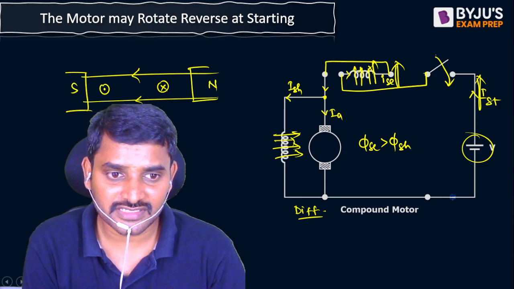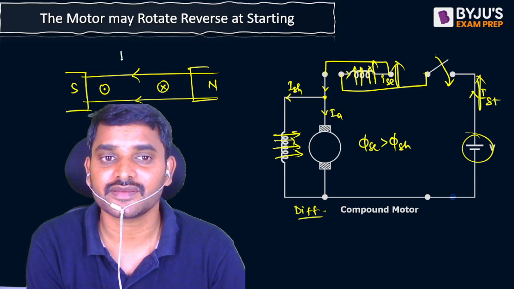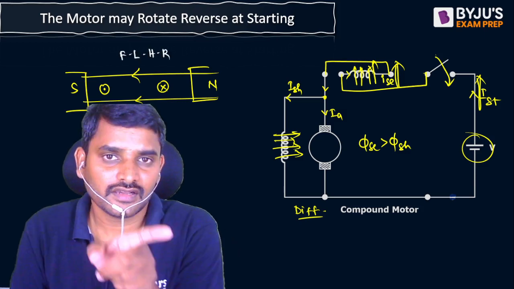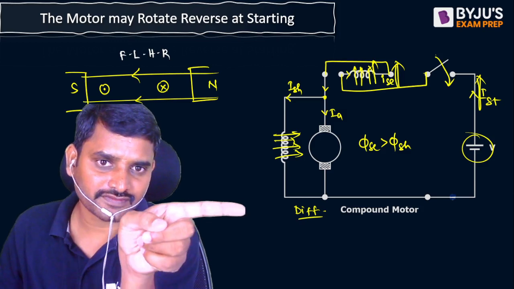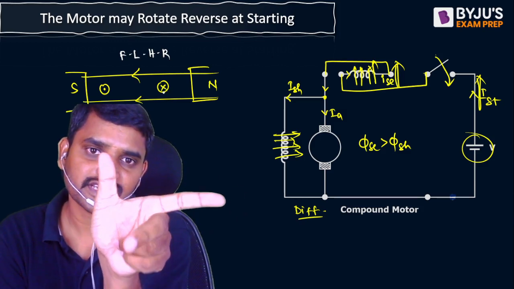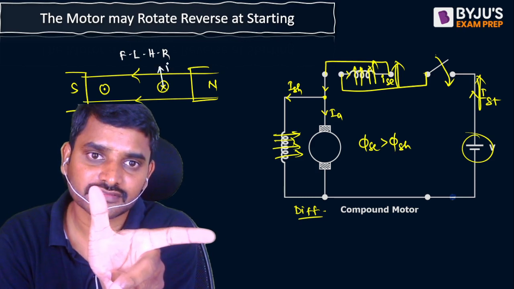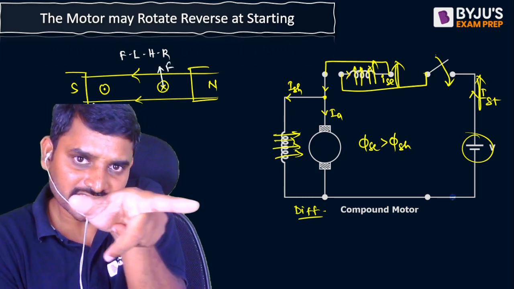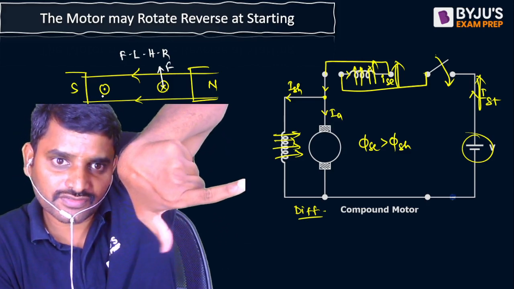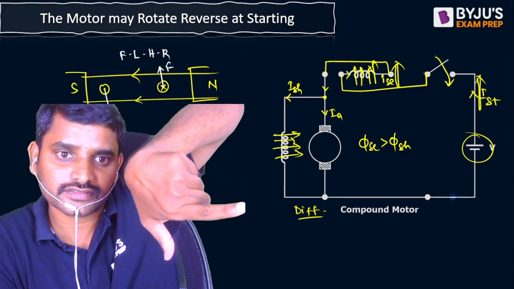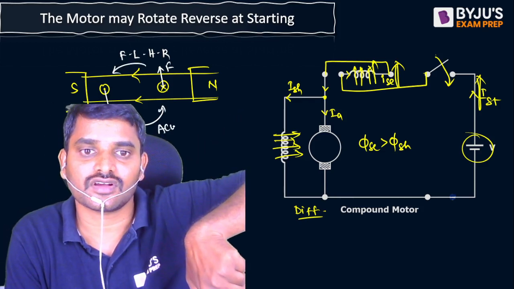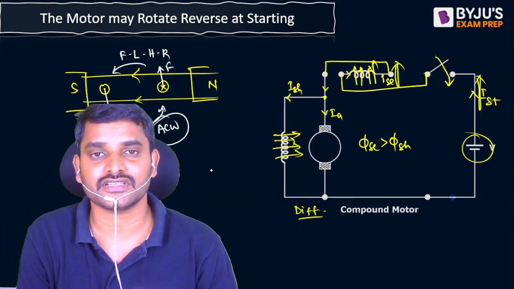Now you apply Fleming's left hand rule. Flux is established from right to left. Current is going into the conductor, right? Now the force is going to be upward. Here flux is established from right to left. Current is coming out of the conductor. Now the force is downward. Now this is how an anti-clockwise direction of force is going to be established.